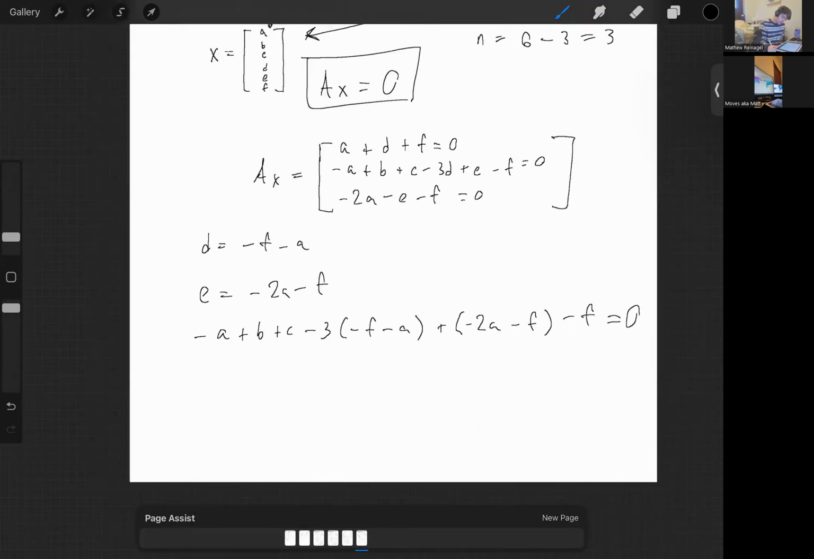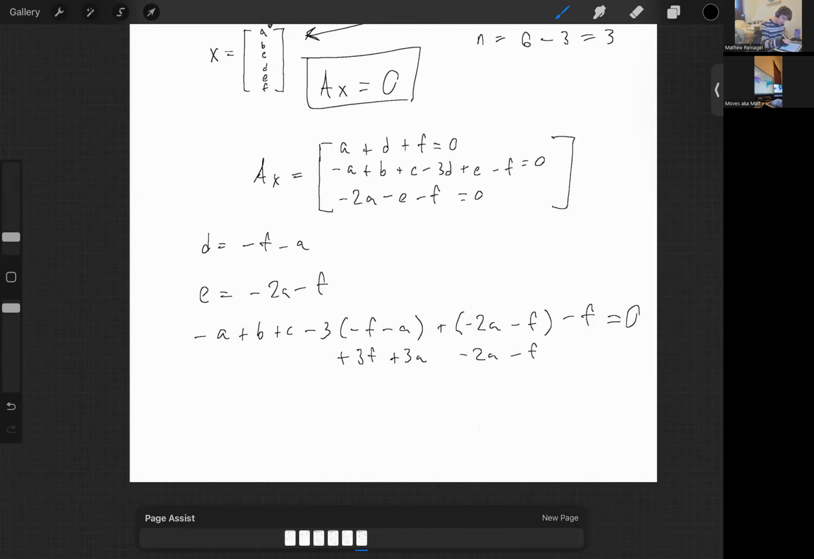So I'm going to make sure I'm doing this slow. I'm going to go a little slower with algebra sometimes. This is plus 3F, and this is plus 3A. This is negative 2A, negative F. So let's go about this.